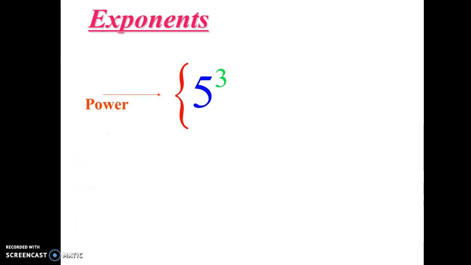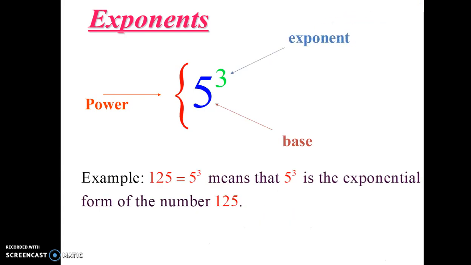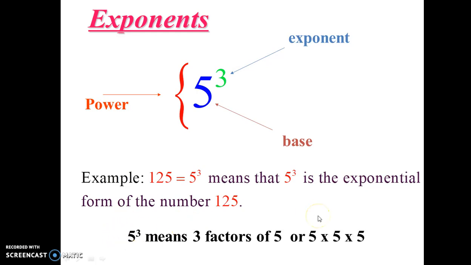Basically, to begin, this is called a power relationship. That's called the base. This is called the exponent or the index. And for example, 125 is 5 to the third power, which means 5 to the third is the exponential form of the number 125. So 5 to the third means 3 factors of 5, or 5 times 5 times 5.